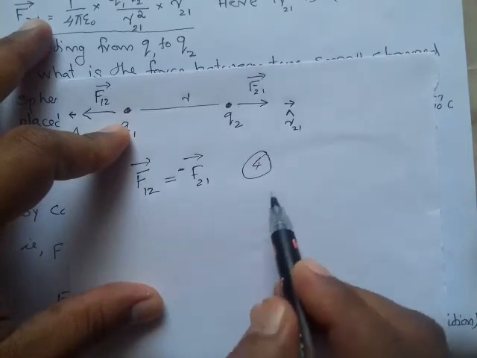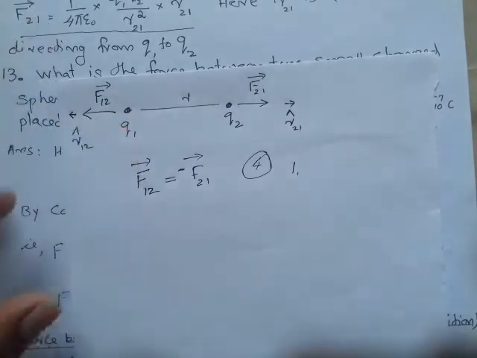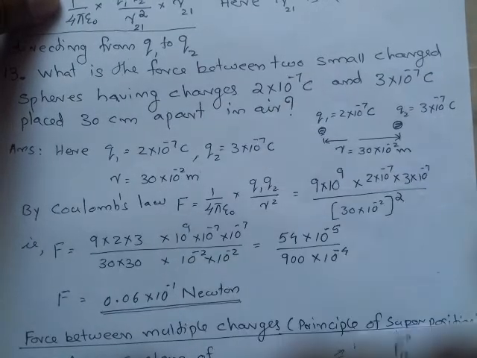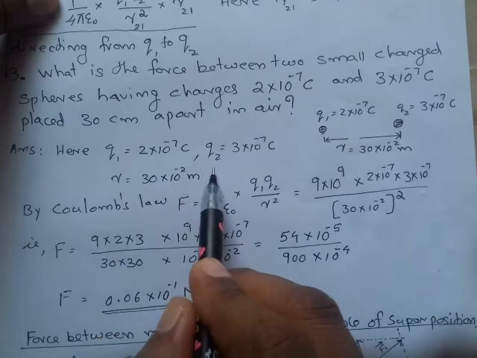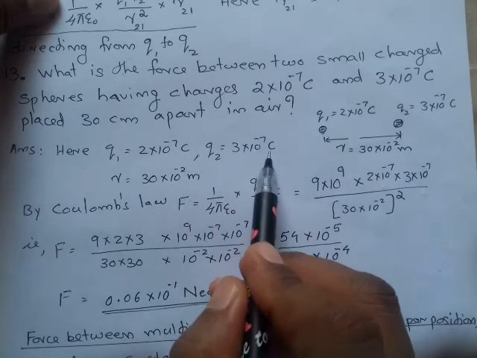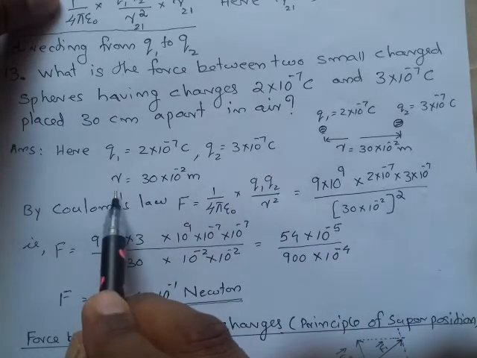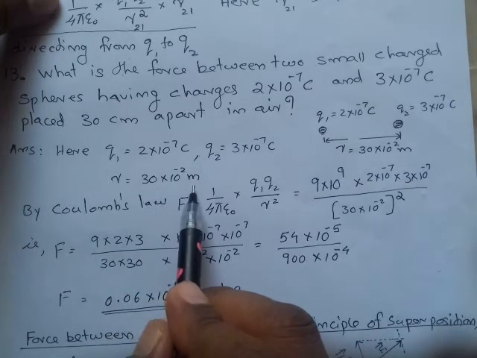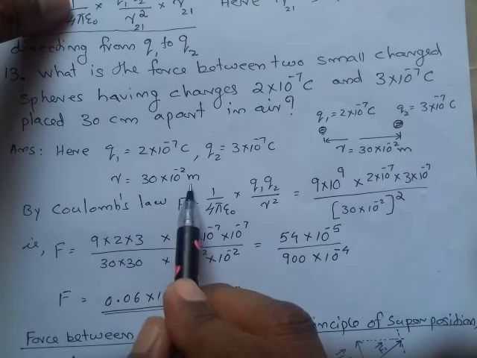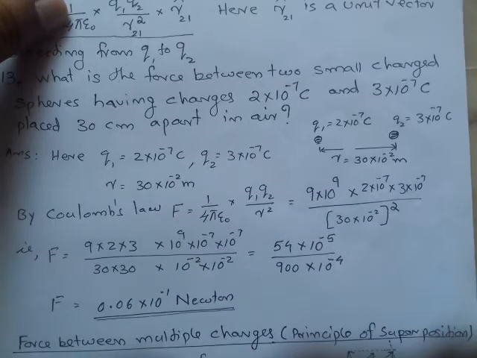In the 4 steps, the first step is writing down the terms given. Look here, this is the first step. q1 is written, q2 is written in SI units, coulombs, and r is written. It was 30 centimeter, it is to be converted to SI, that is meter, 10 raised to minus 2 meter. The first step is over.